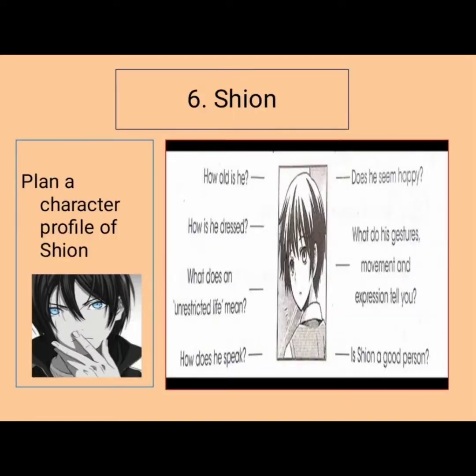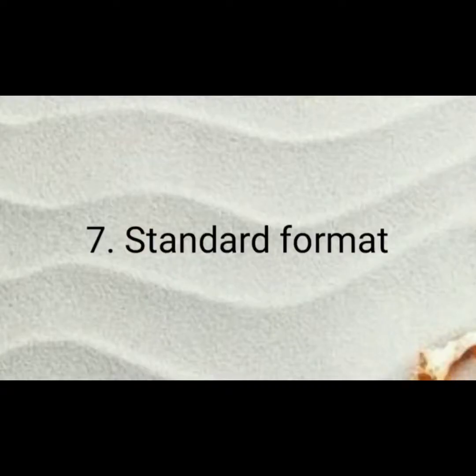The sixth topic: Shion. Here you have to write a character profile of Shion. Questions are the best way to find out information, either from others or oneself, because questions are a focusing device. You can use the questions given in the textbook on page 119.